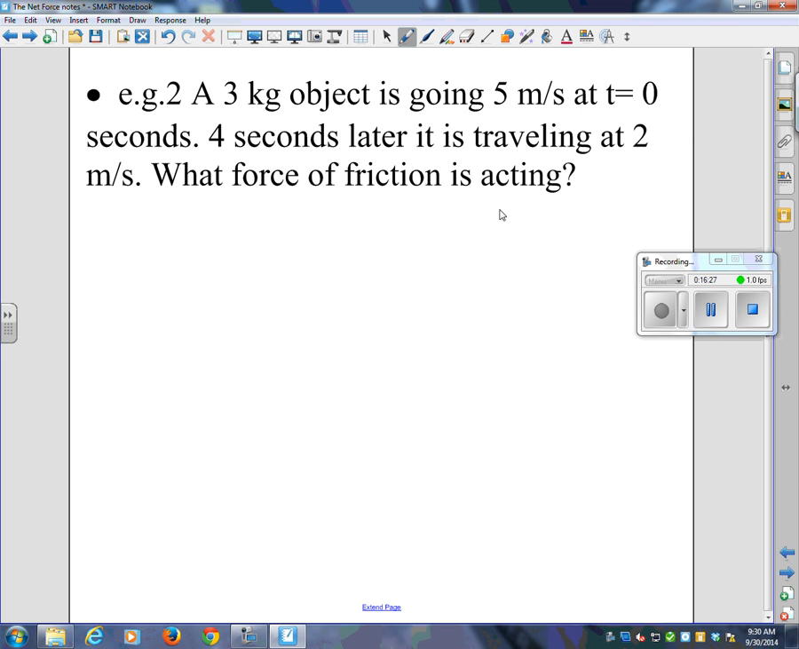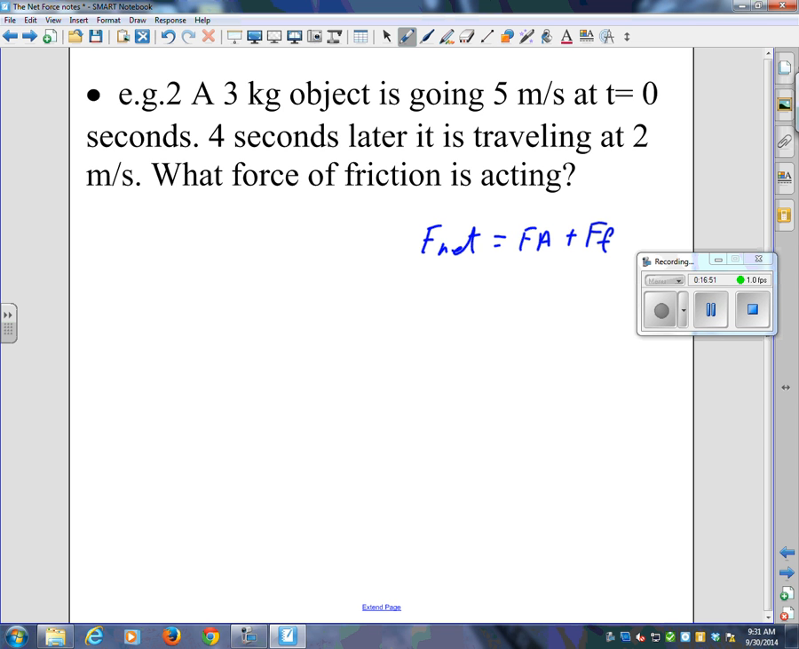We got a mass. What force of friction is acting? How am I going to get friction force? Think backwards here. What's the last formula that we're going to use? Likely going to be F net is equal to FA plus FF. Is there an applied force here?